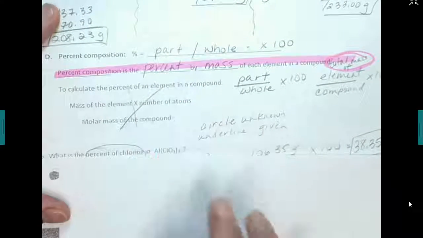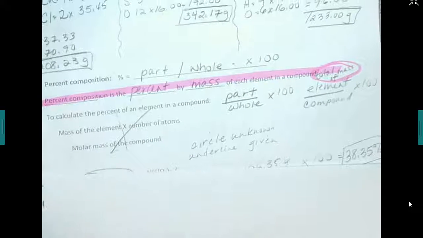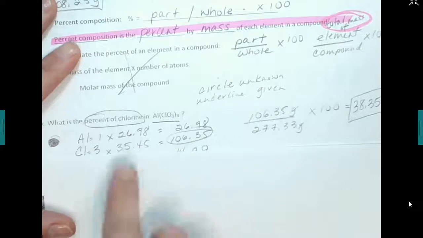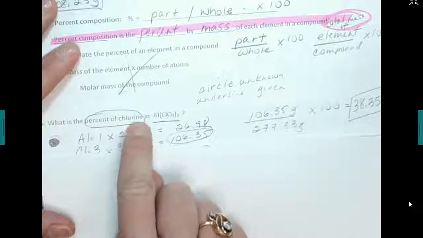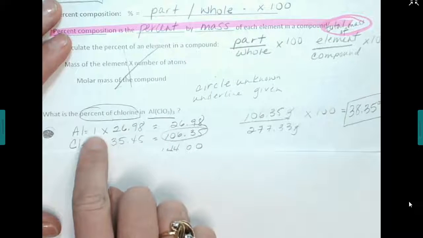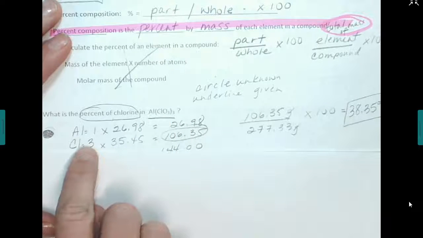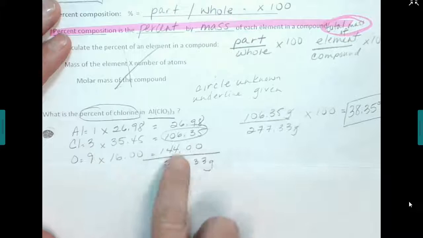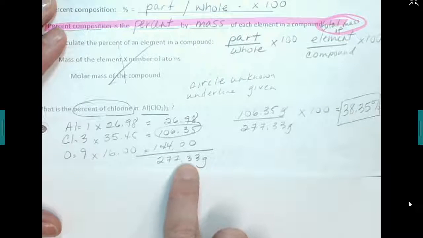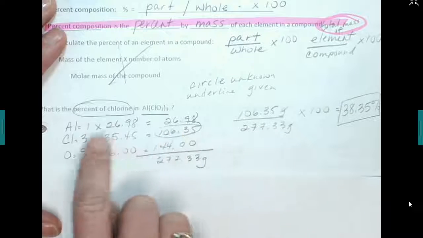Forget this part right here, ignore that. In my class, every time we circle our unknown, we underline our given. So what is the percent of chlorine in aluminum chlorate? There's 1 aluminum, there's 3 chlorines, and there's 9 oxygens. We find the molar mass of the aluminum chlorate as 277.33 grams.